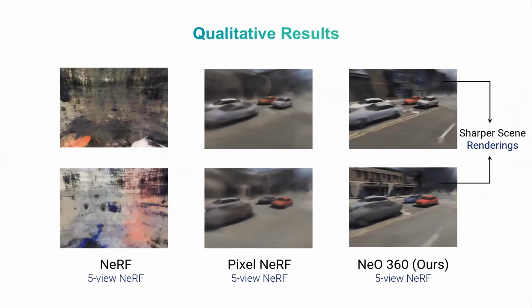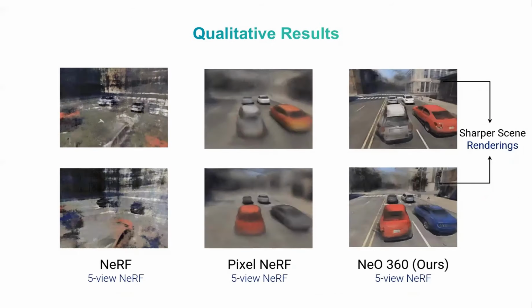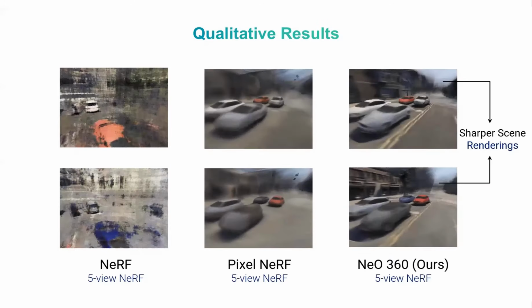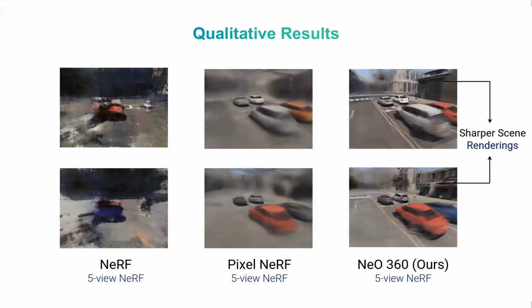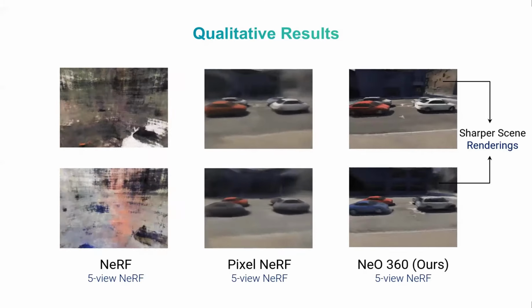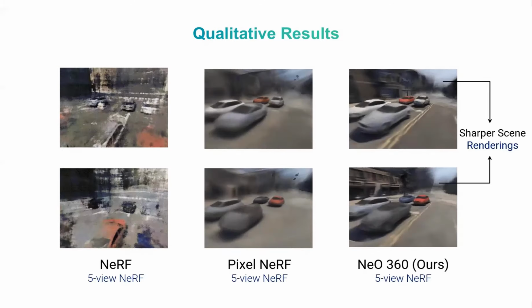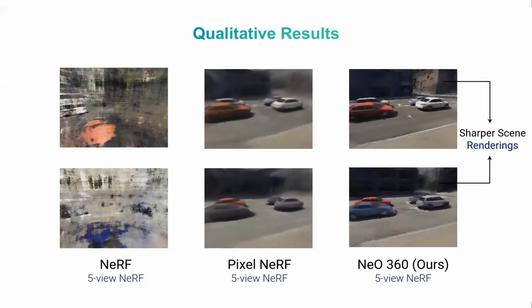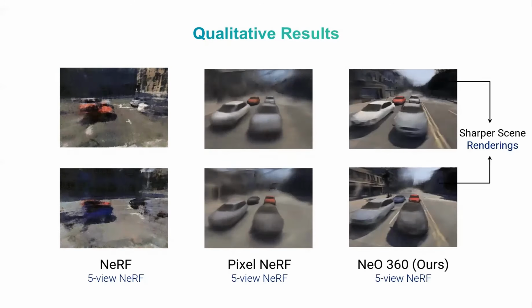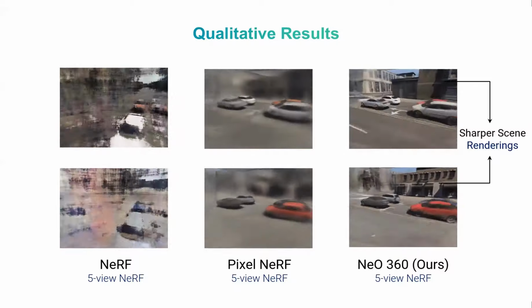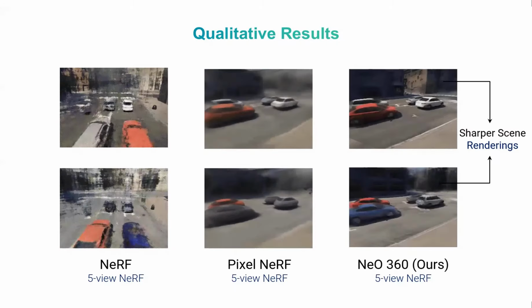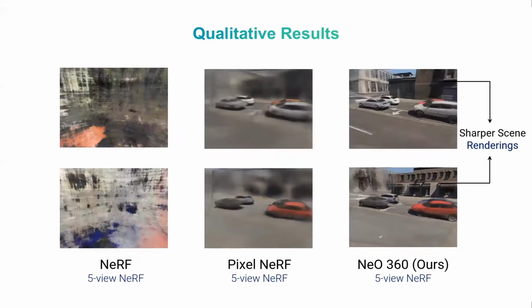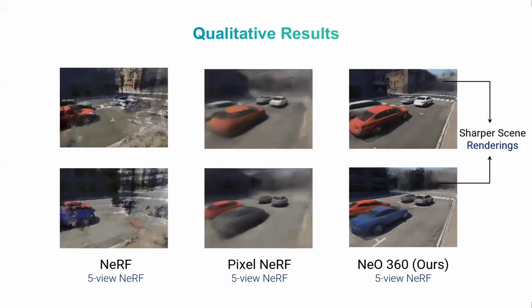How well do we do on this task? We show NeRF on the far left really struggling at this task, with pixelNeRF, which is a popular generalizable variant of NeRF, in the middle, which also really struggles at recovering high frequency details, whereas our method really faithfully reconstructs both near and far backgrounds. And note that only five views are available as input to the network during inference, and all the others are rendered during inference by the model.